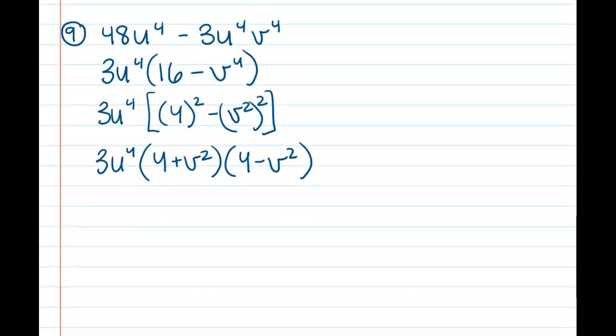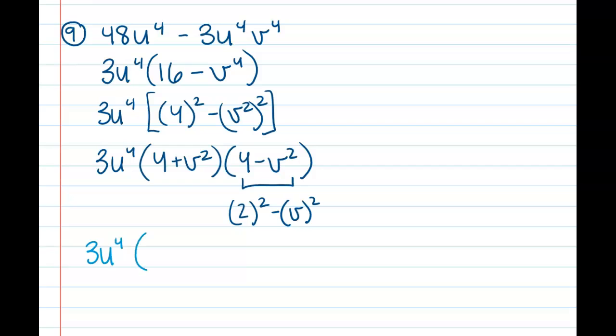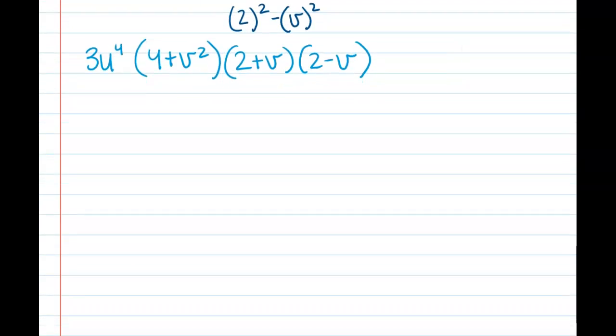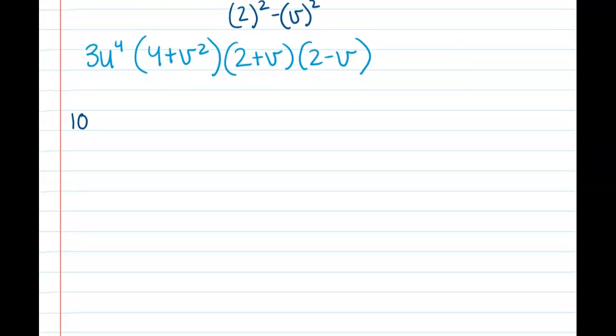We see another difference of squares. Or maybe it takes you a second, but this is technically 2 squared minus v squared, so we have to split that one again. You can tell I'm going to light blue, so we're almost done. 3u to the fourth times 4 plus v squared times 2 plus v times 2 minus v. That's kind of the longest they get. Let's do a couple more. Actually, 3 more, because I didn't want to make it 11. That seemed like a weird number.